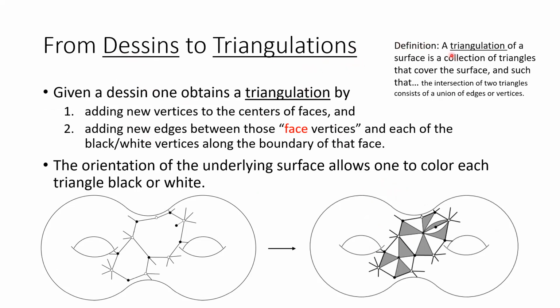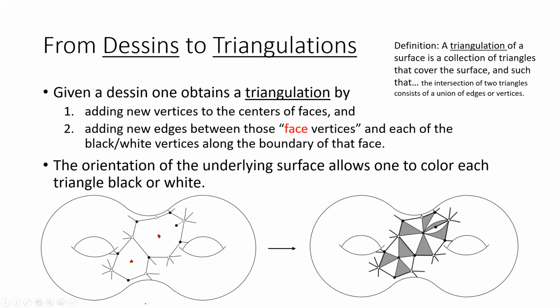Here, a triangulation of a surface means a collection of triangles that cover the surface, such that the intersection of two triangles consists of a union of edges or vertices. Given a dessin, one obtains a triangulation by adding new vertices at the centers of faces and adding new edges between those face vertices and each of the black and white vertices along the boundary of the face. This is kind of wordy, but it's a simple idea. You just take your dessin and then add new vertices.